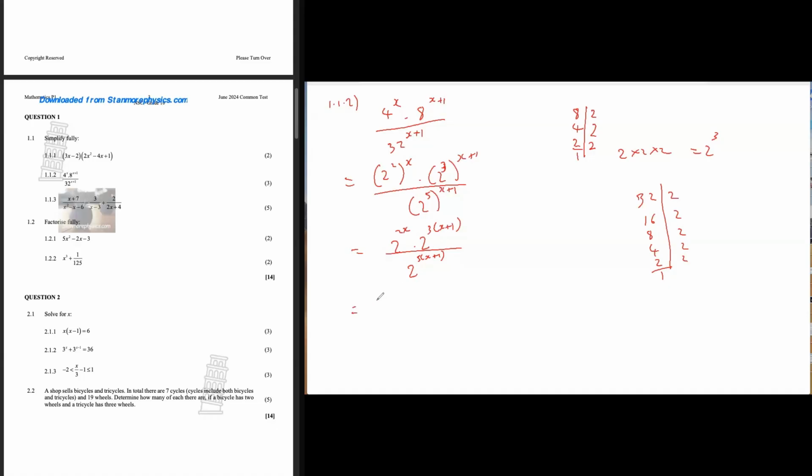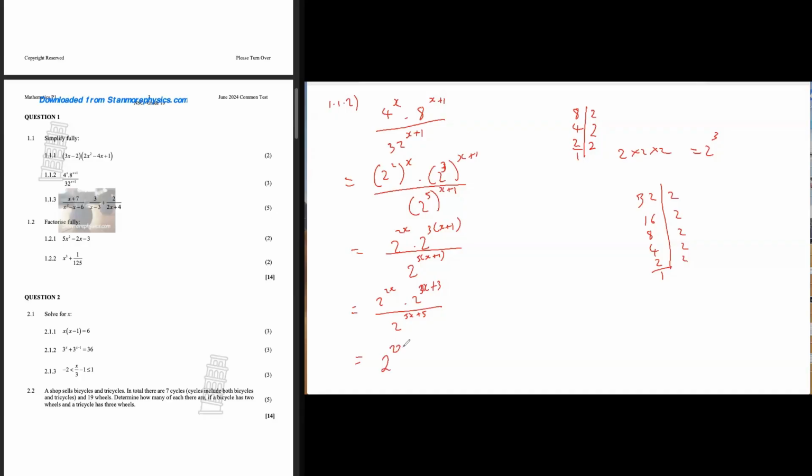So this is equal to 2 to the power 2x times 2 to the power 3x plus 3, over 2 to the power 5x plus 5. So this is relatively simple. We have the multiplication rule on the top and the division rule, excuse me, on the bottom. We have one base only. There are no different bases here.